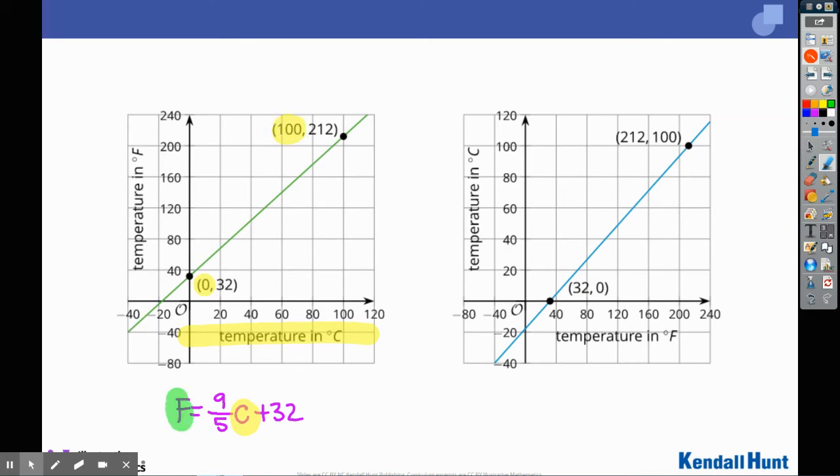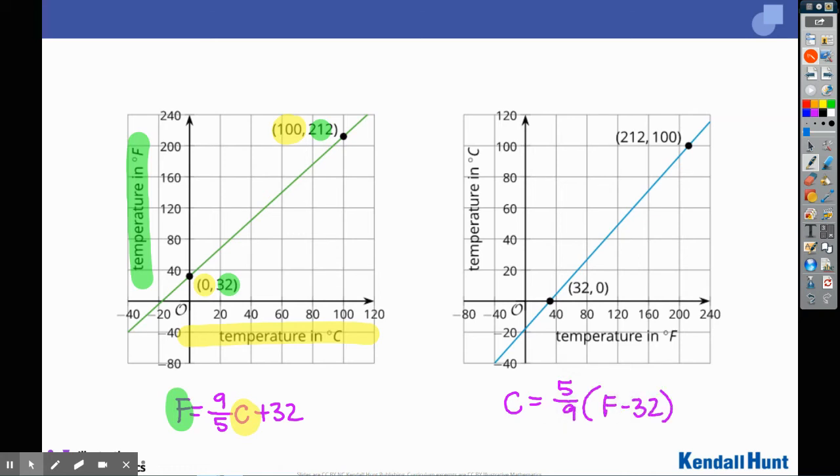And so F is our output, temperature in Fahrenheit. And you can see that those correlate to an ordered pair. At 0 degrees Celsius, it's 32 degrees Fahrenheit. At 100 degrees Celsius, it's 212 degrees Fahrenheit. On the second graph, it is the inverse function, and we have to switch things here. We have C equals 5/9 times F minus 32.